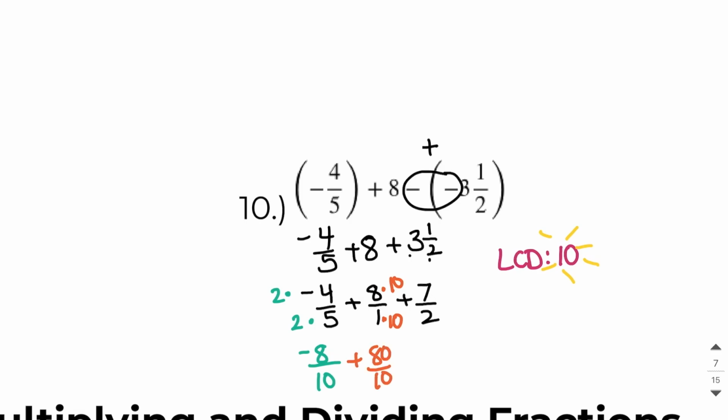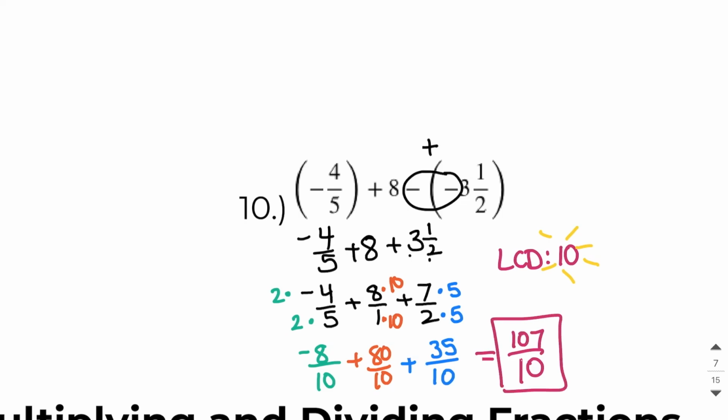And then lastly, this number right here, this 2, I would multiply by 5. Whatever I do to the denominator, I do to the numerator. I multiply by 5 because 2 times 5 is 10. And then 7 times 5 is 35. So I know that my final answer will have that denominator of 10. And now I just have to figure out, well, what's negative 8 plus 80 plus 35? So negative 8 plus 80 is 72. And then 72 plus 35 is 107. So my answer here would be 107 over 10.